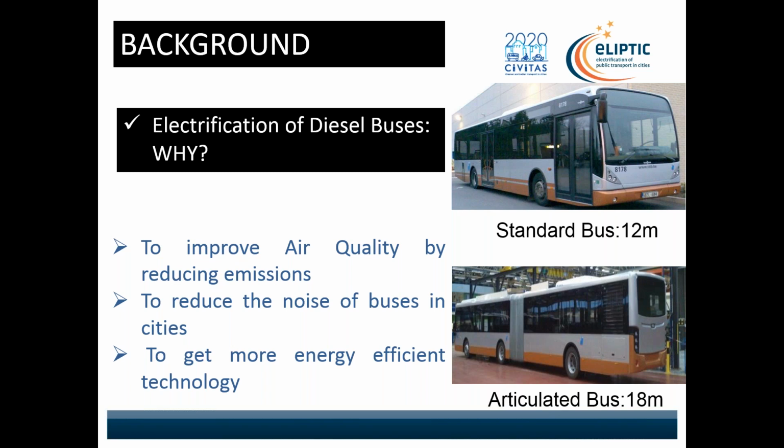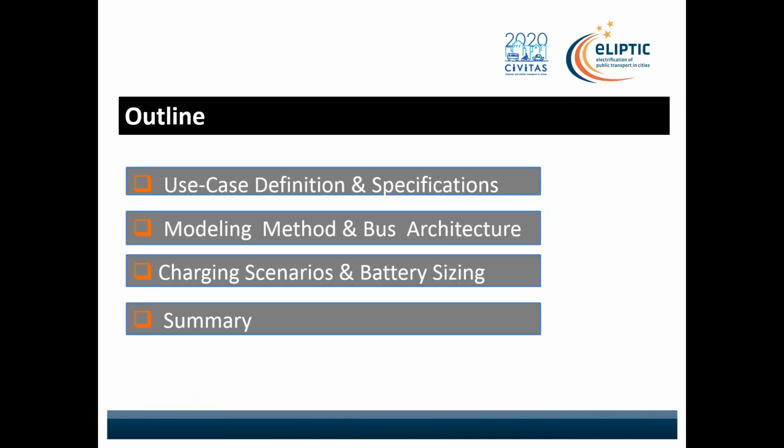So as you can see on my screen, the background is the electrification of diesel buses. Why? We can answer that: to improve our air quality and to reduce the noise of buses in the city, and also we can get more energy efficient technology. As you can see in Brussels, there are some standard buses running on the road now. The standard bus is 12 meters and the articulated bus is 18 meters.